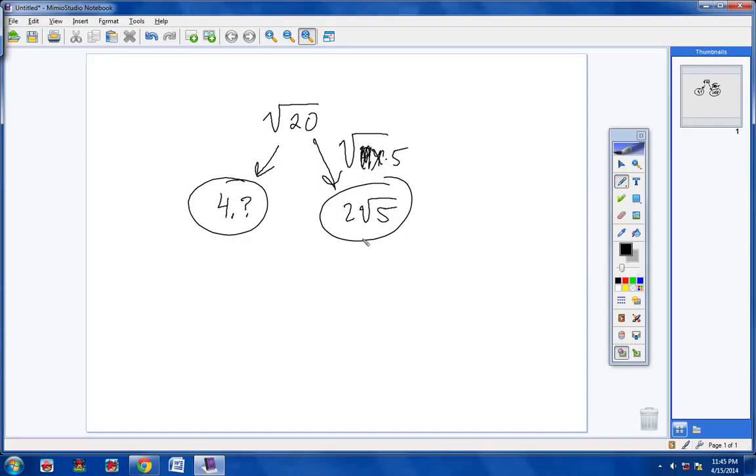Now, number 2, you would first multiply the two radicals together and then write two answers. Give me a decimal answer and give me a radical answer.